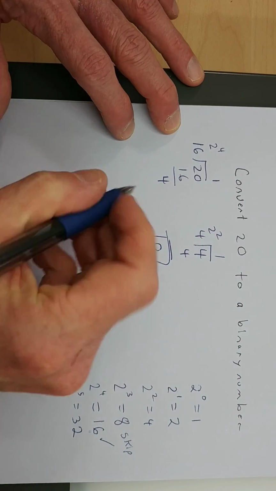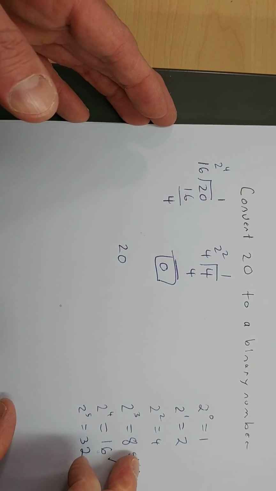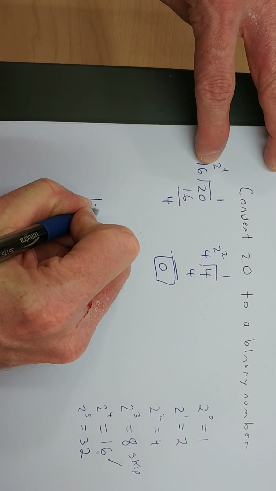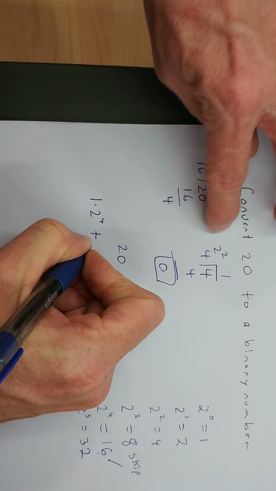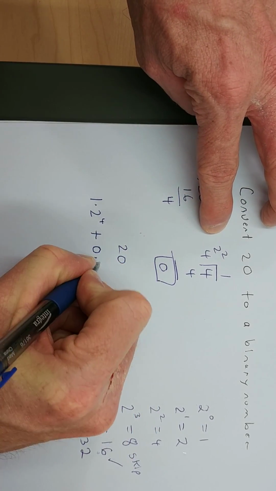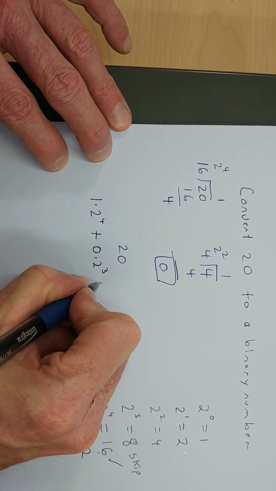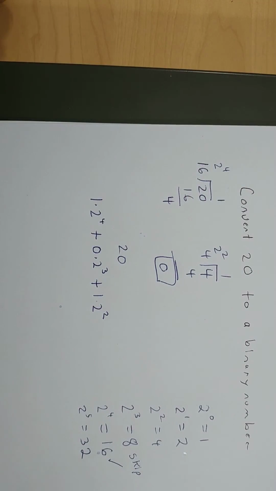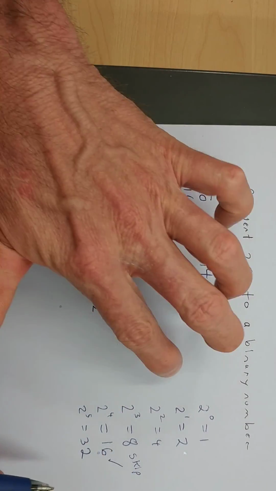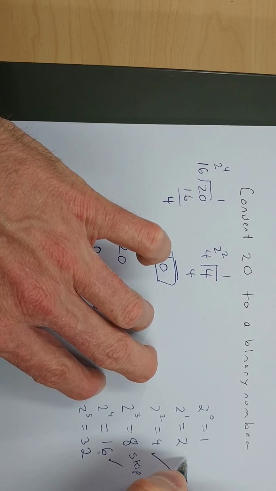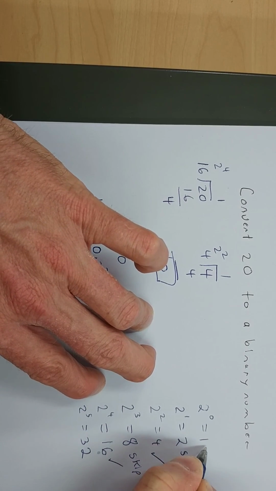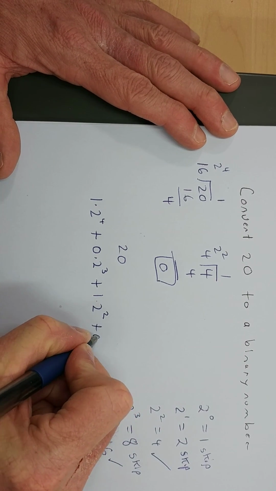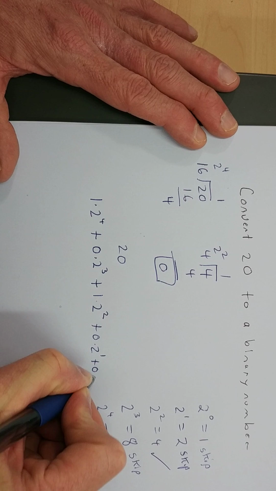So I'm going to write down 20 as 1, because it went in once, times 2 to the 4th, plus, we skipped 2 cubed, so I'm going to put a 0 as a placeholder, plus 1 times 2 squared. And then we still have to worry about, because this did work, we essentially had to skip 1 and 2. I'll get back to that in just a second, okay?